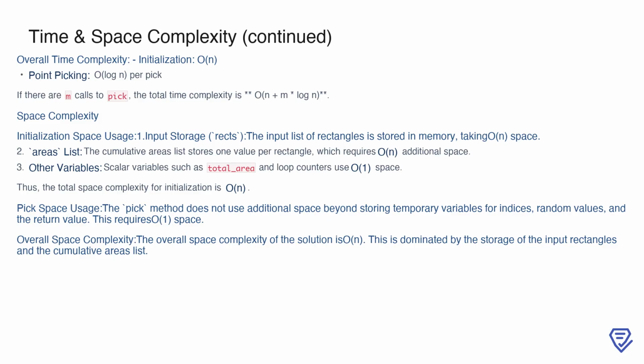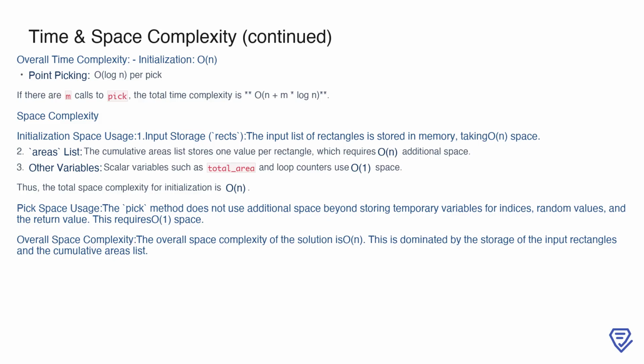Shifting to space complexity, the initialization phase requires space for the input list of rectangles, which takes O(n). Additionally, we store the cumulative areas list, which also requires O(n) space since it contains one value per rectangle. Scalar variables such as loop counters and the total area require only O(1) space. For the pick method, no additional space is needed beyond temporary variables used for calculations, so its space usage is O(1). Therefore, the overall space complexity of the solution is O(n), dominated by the storage of the input rectangles and the areas list.